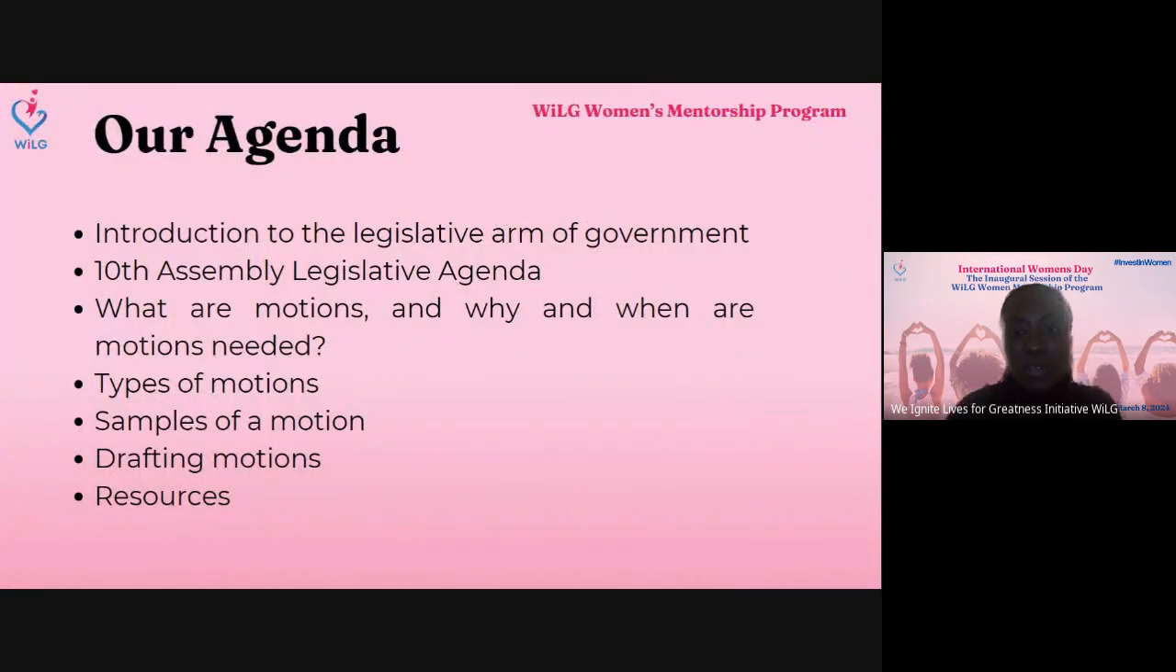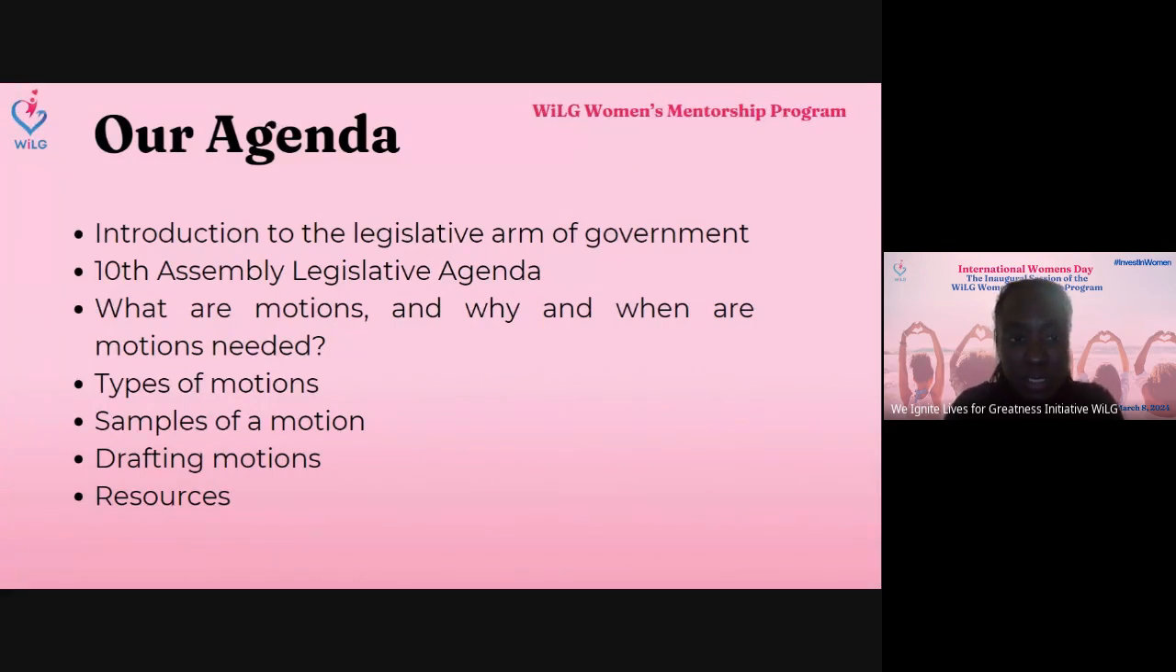So to start off, I'll give a brief of the agenda that we're going to have the conversation around. I won't just jump down to what the motion is and start drafting it. I want to lay the foundation to start the conversation by giving a little introduction into the legislative arm of government, which is a really critical part of our government, one of the arms.